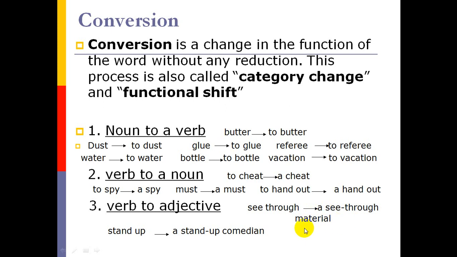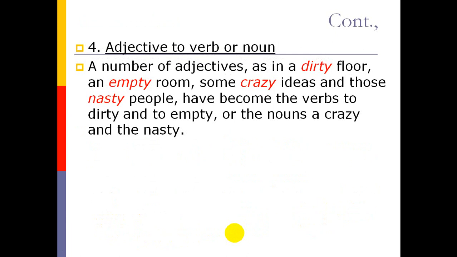A see-through material. Okay? So they are originally verbs and we can use them as adjectives. A see-through. So it becomes an adjective here. Stand up, a stand-up comedian. Okay? Number four, adjective to verb or noun.